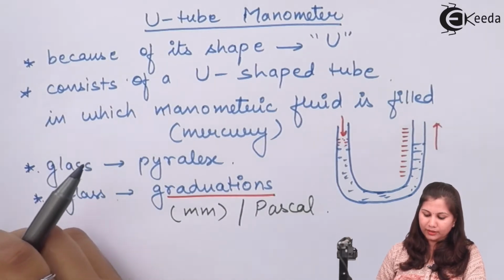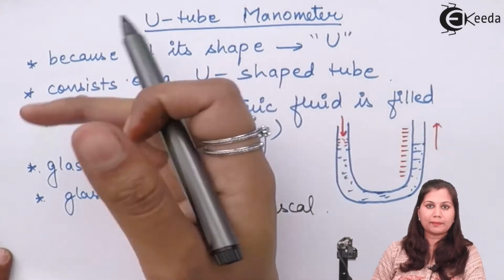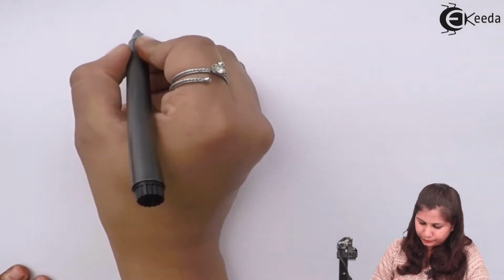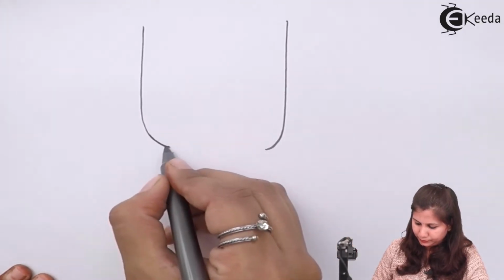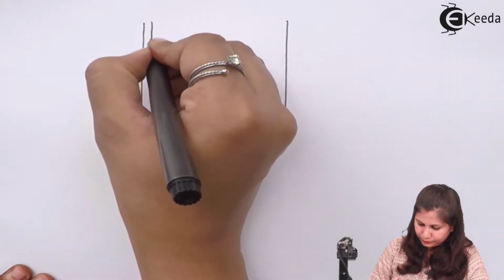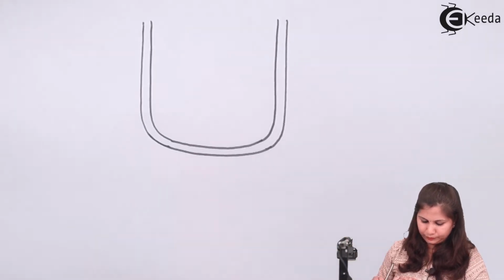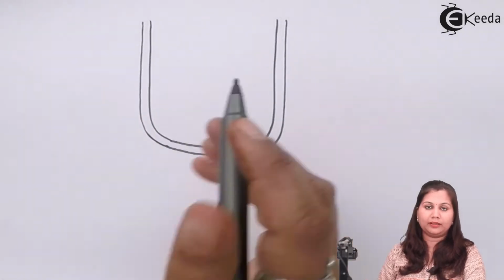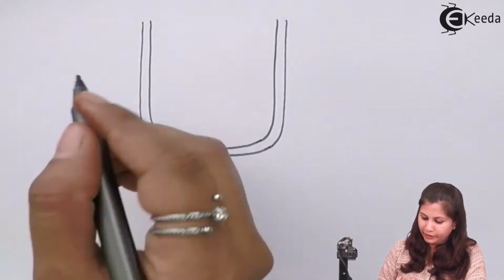So this was the construction of the U-tube manometer. Now let's see how this manometer can be used to measure the differential pressure. As I have said, in this U-tube manometer a manometric fluid is filled, and this fluid is generally mercury.